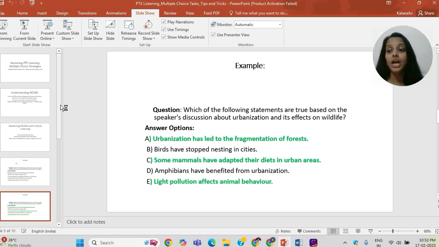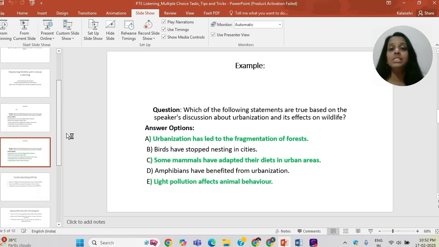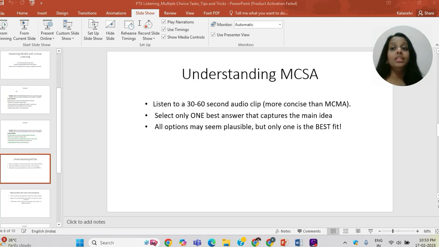Let's move on to understanding multiple choice single answer. In this task, you will hear a 30 to 60-second clip, usually more focused and concise than MCMA, which is multiple choice multiple answer.